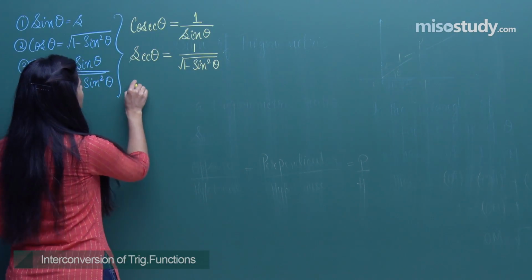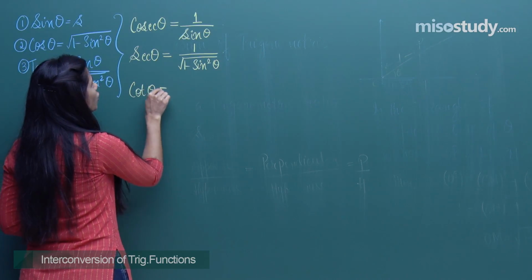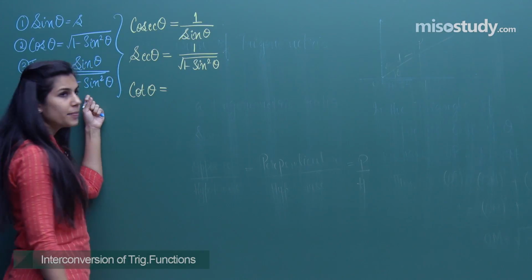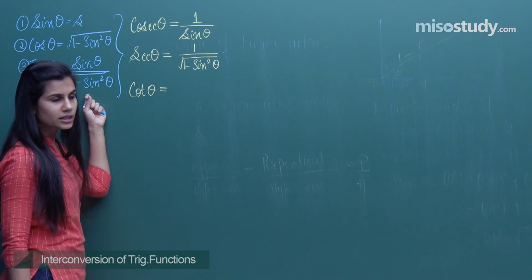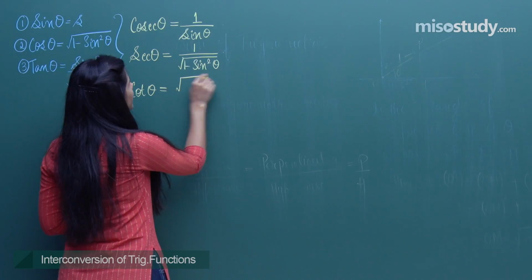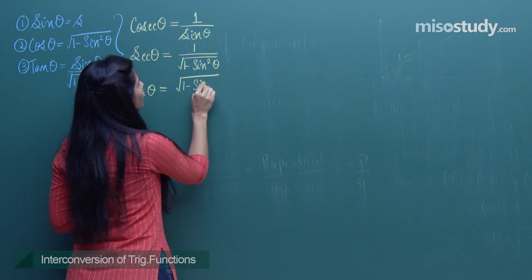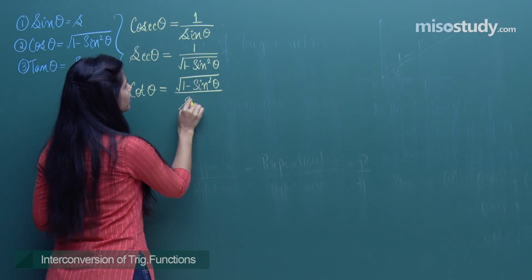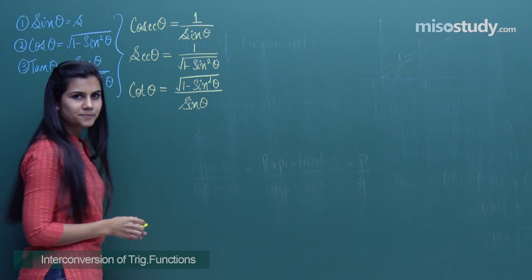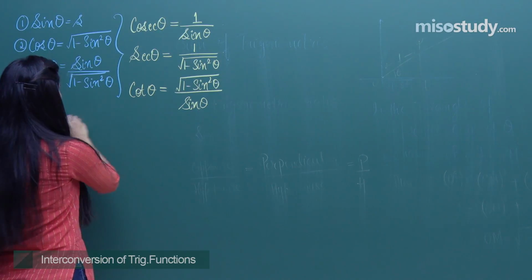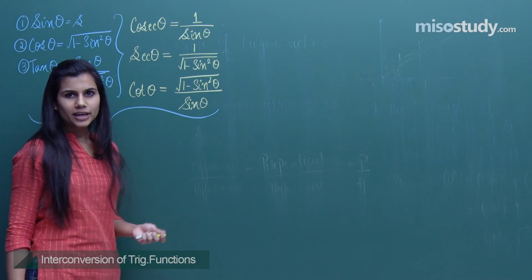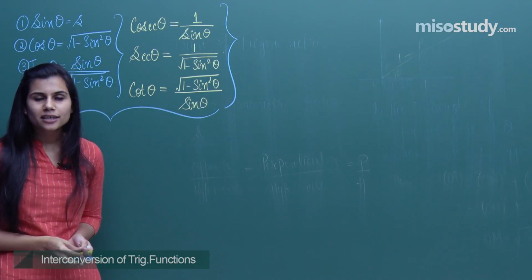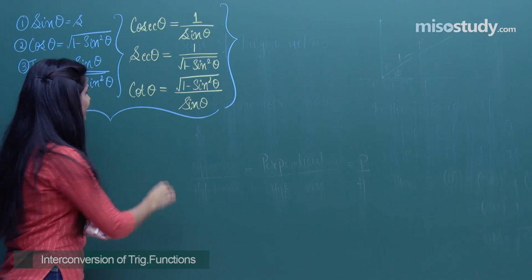When I talk about cot theta, which is nothing but 1 upon tan, you obtain the reciprocal of this expression. Just take the reciprocal and you get under root 1 minus sine squared theta whole upon sine theta. And this completes your conversion of every trigonometric ratio in terms of sine.